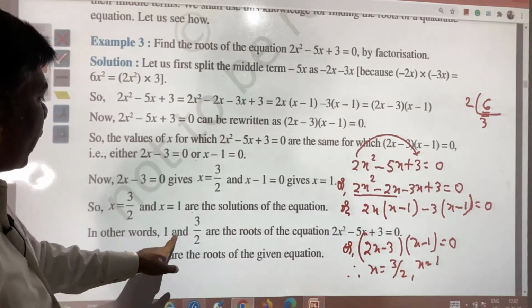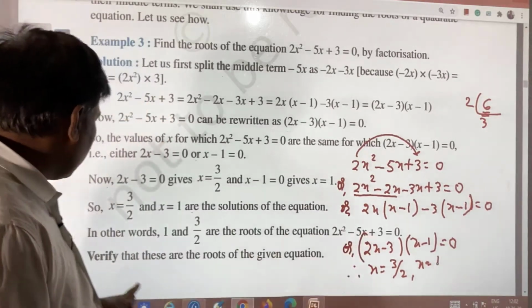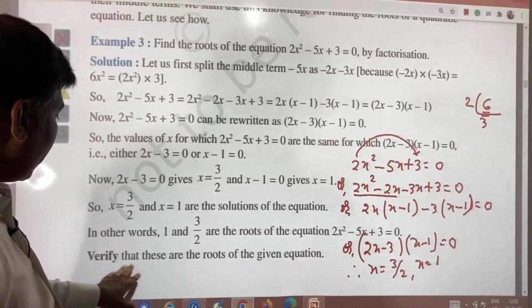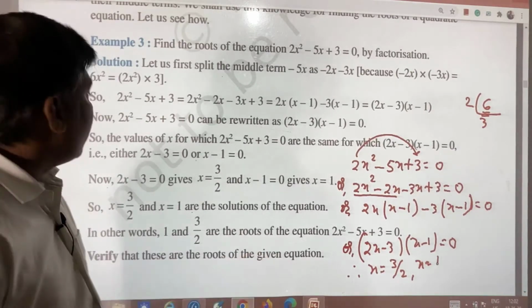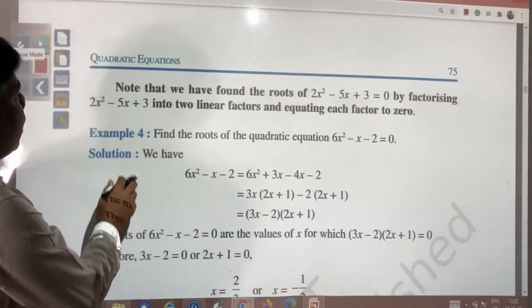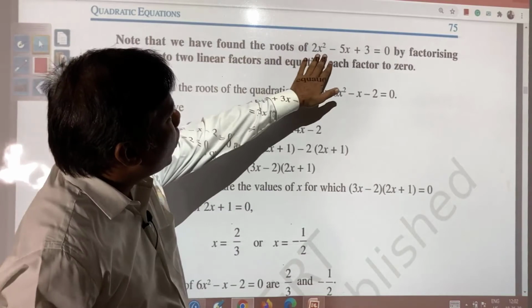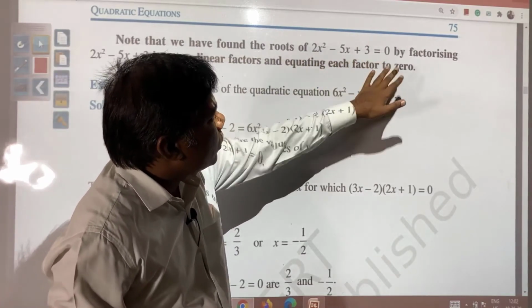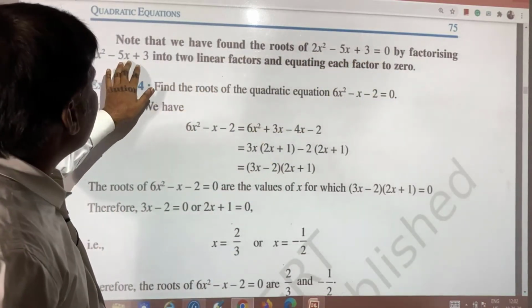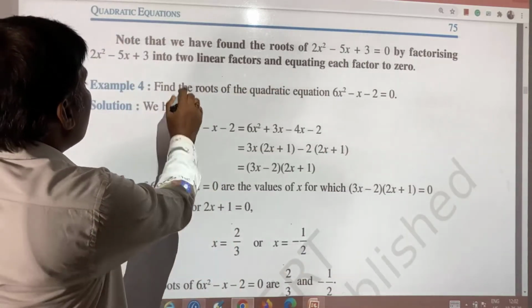In other words, 1 and 3 by 2 are the roots of the equation 2x square minus 5x plus 3 equal to 0, and verify that these are the roots of the given equation. Note that we have found the roots of 2x square minus 5x plus 3 equal to 0 by factorizing 2x square minus 5x plus 3 into two linear factors and equating each factor to 0.